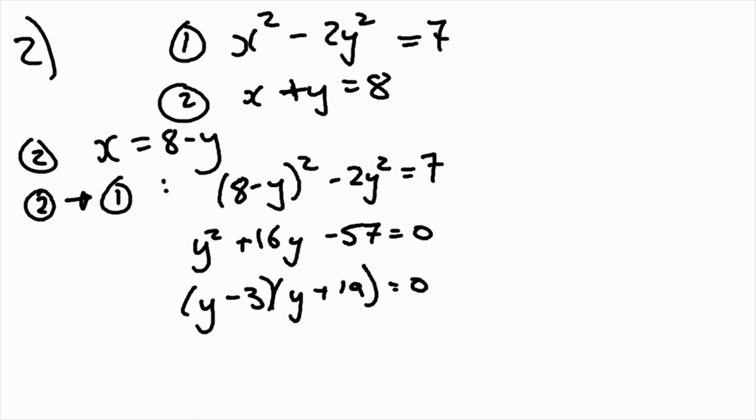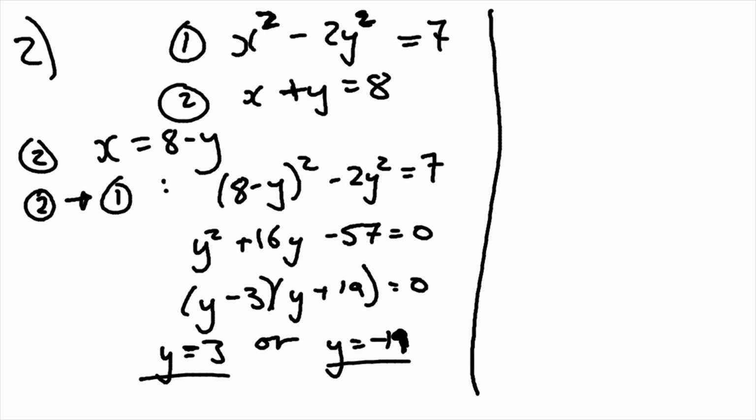Now one of these brackets has got to equal 0, so y minus 3 has got to equal 0, so y equals 3, or y plus 19 has got to equal 0, so y equals negative 19. So we've got 2 values for y. And this happens because we've got a y squared and an x squared. So we're going to substitute this in, and I'm going to substitute it into the second equation because it's the easiest.